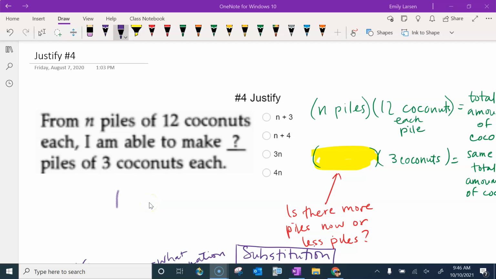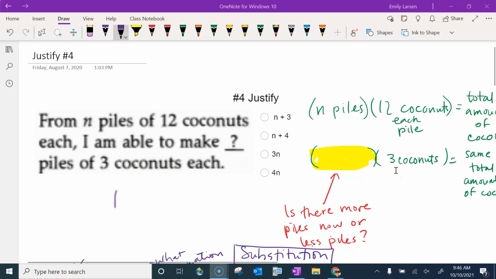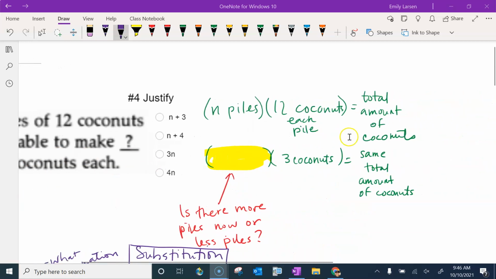Okay, this is justify number 4 for compacted IM3. From n piles of 12 coconuts each, I'm able to make blank piles of 3 coconuts each. So let's just take a look for a little bit, before we take a look at student responses.